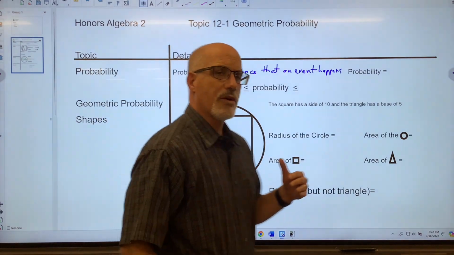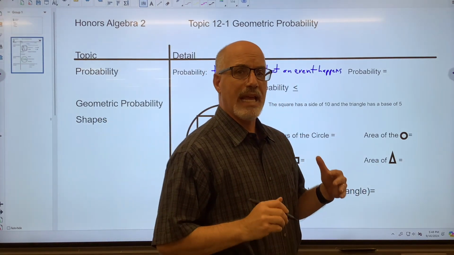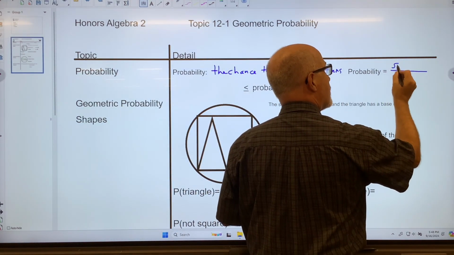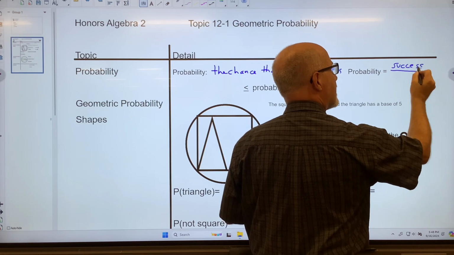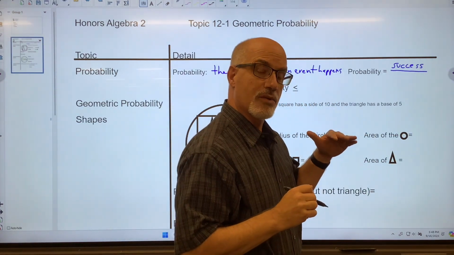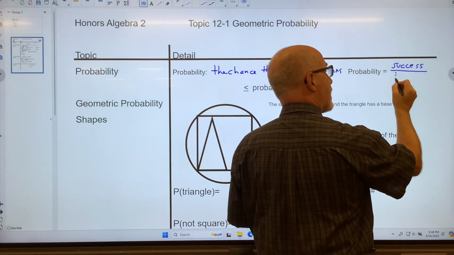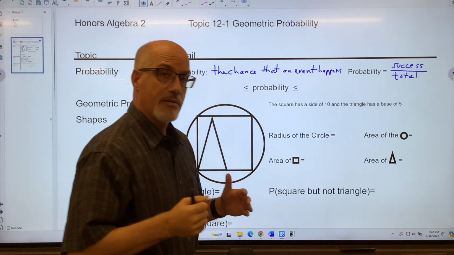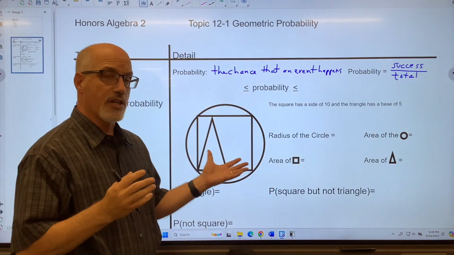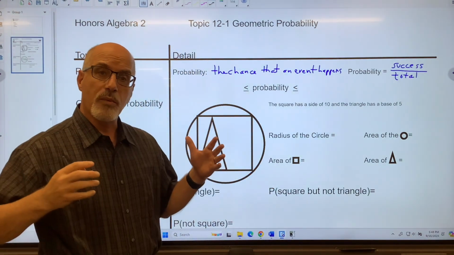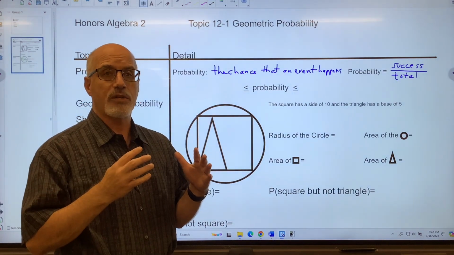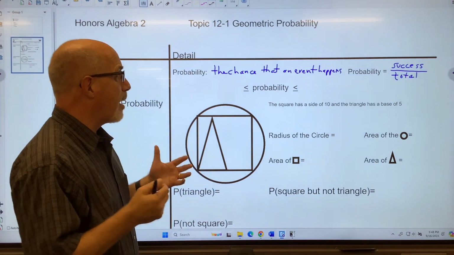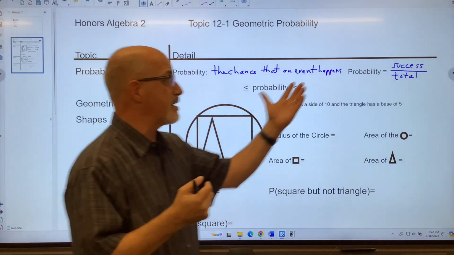So when we do it mathematically, what we want to do is analyze what the success possibility is. That goes in the numerator of our fraction, and on the bottom goes the total of what we're talking about. Now, when we're talking about geometric probability, the probability involving geometric figures, the success would be where it would fall inside of the area that we're talking about, and the total would be the total area we're talking about.